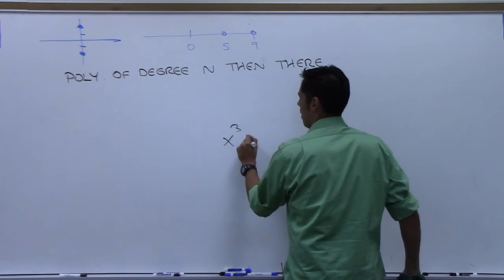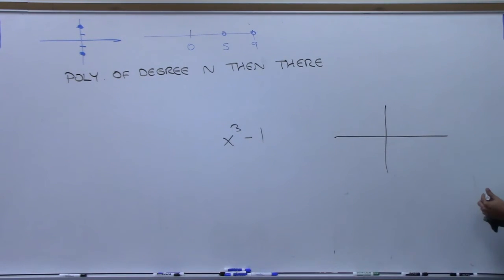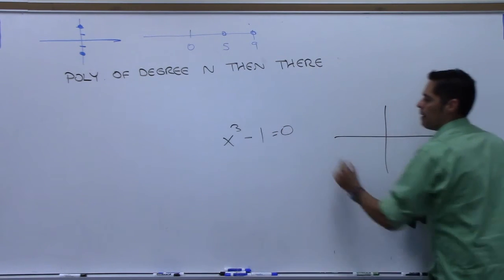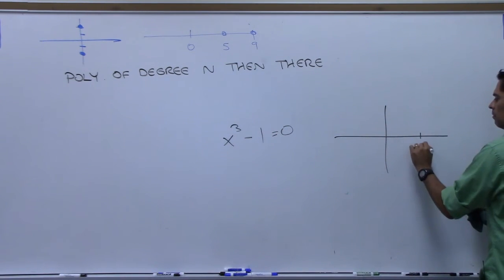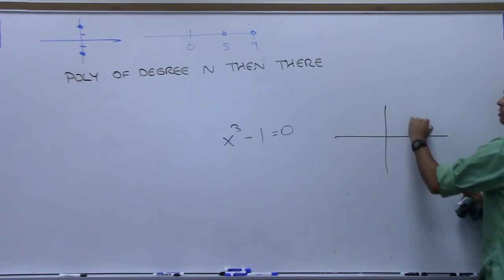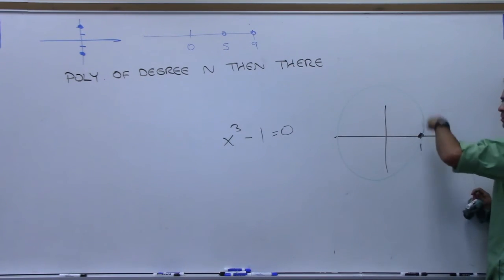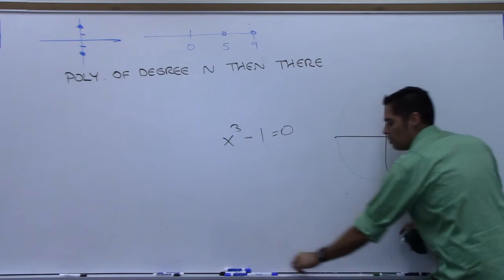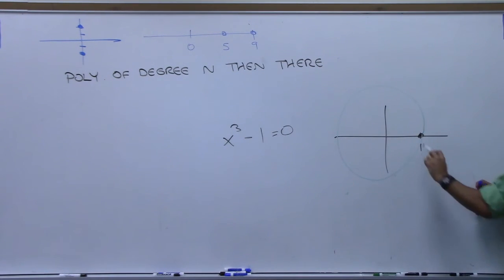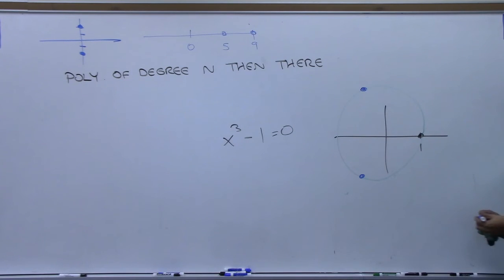x cubed minus 1. What's the only solution to this that we know? 1, right? 1 cubed minus 1 is 0, yes? The other 2 are imaginary, and they live on a circle, equally spaced. So how many degrees in a full circle? 360. So if I divide that into 3 equal parts, how many degrees? 120. So here's 90 degrees, 120. One of them is here, the other one is here. Those are the other 2 imaginary solutions to this.